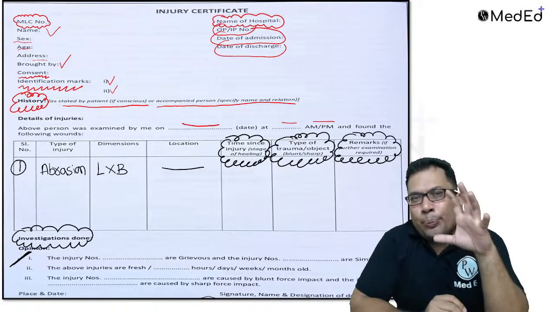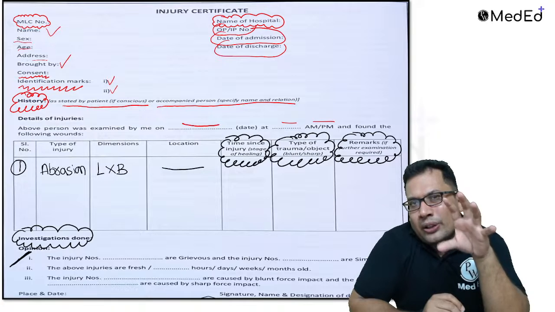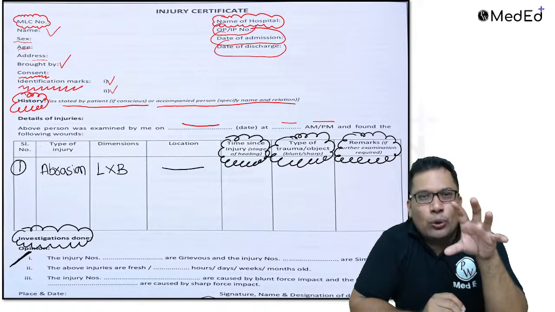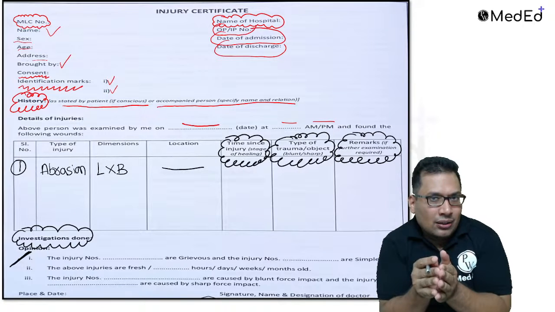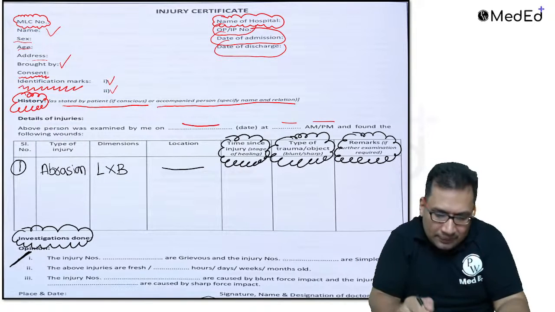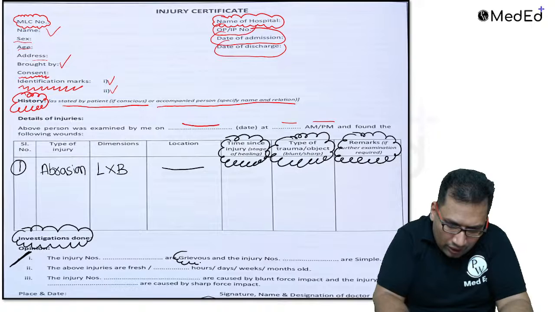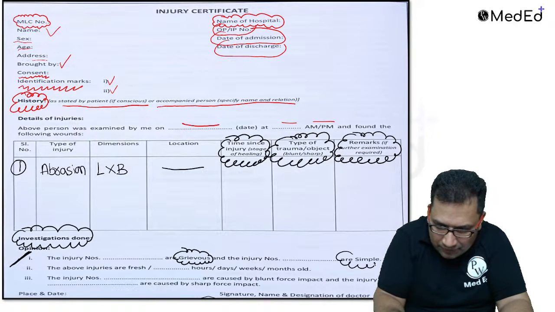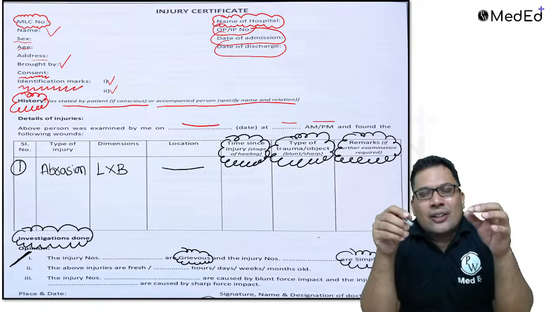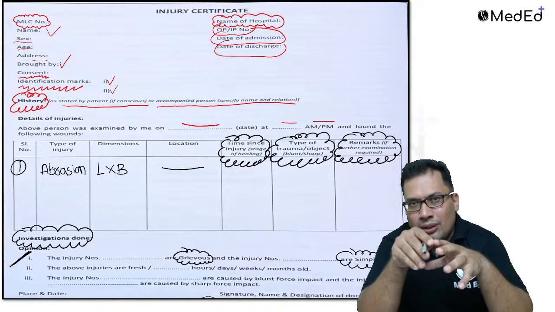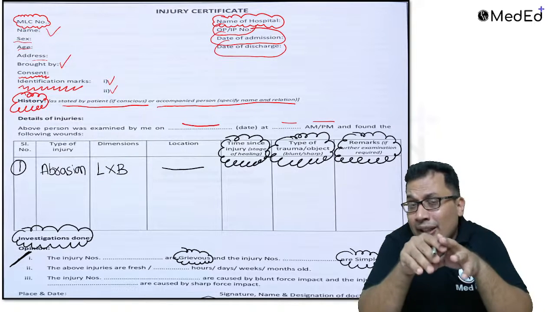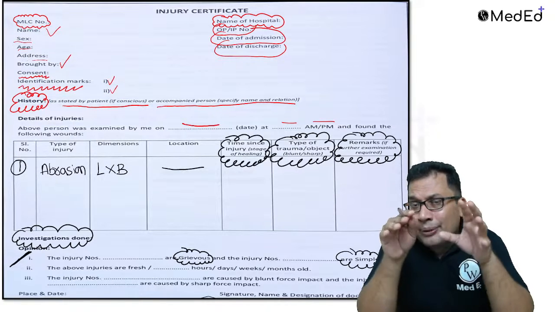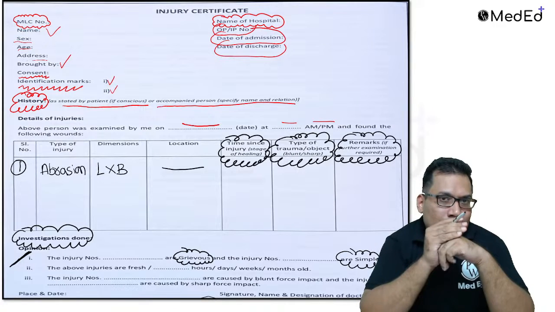Opinion. In opinion, what you must give? You must give opinion about whether they are simple injury or they are grievous injury. This is important. Simple injury or grievous injury. Because it's a medico legal document. The quantum of imprisonment is decided by the magistrate on the basis of injury on the body.